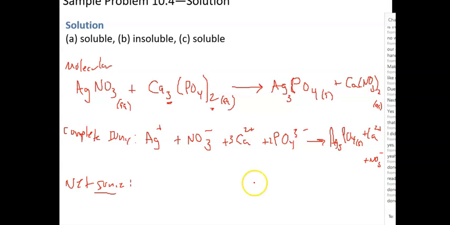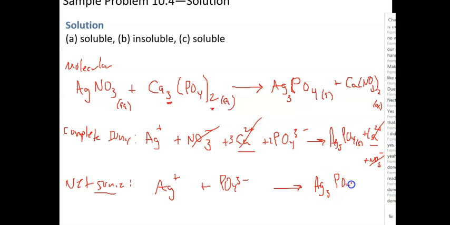Okay, so what are the spectator ions? Remember, the spectator ions are the ones that don't change. So calcium 2+, it stays ionic. That is a spectator. Nitrate is a spectator. So whatever's left over, so the silver plus the phosphate, they come together to form the solid silver phosphate, and you should balance this, so you'll have a 3 here. If you want to put a solid, that's fine.